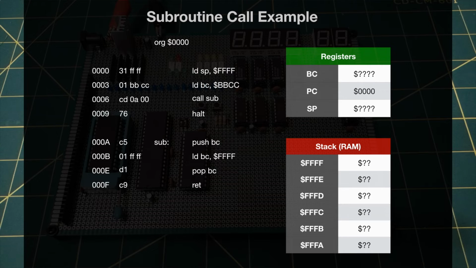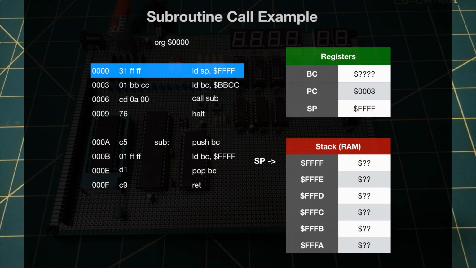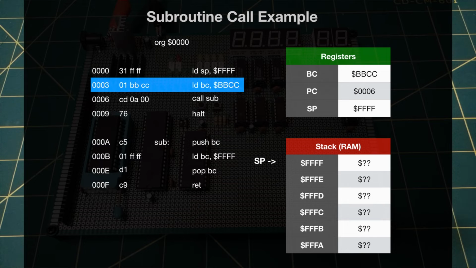So I've got another example program here, and we'll do the same thing. We'll go through this line by line, and we'll keep an eye on the registers and again the area of memory where the stack is sitting. So the first instruction, same as before, we're just going to load the stack pointer with FFFF. See the program counter has incremented and the stack pointer has been loaded. And I'm just going to load a value into the BC register. Again, program counter got incremented.